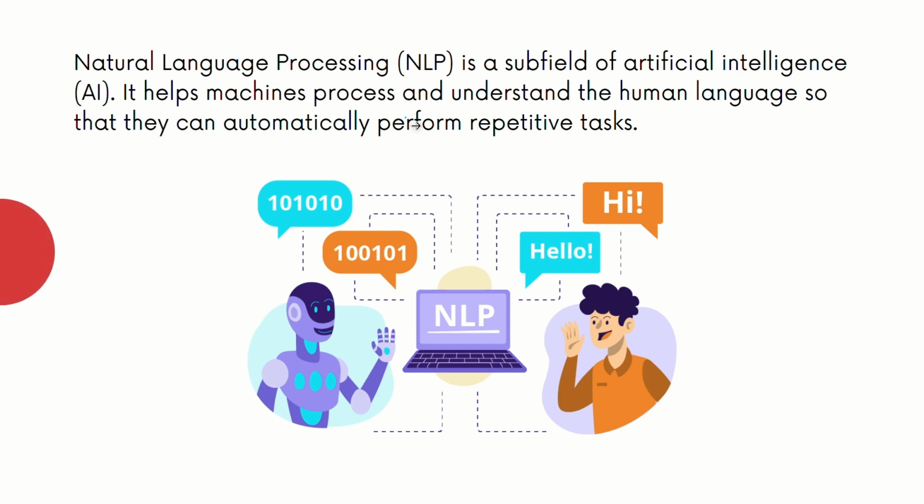Now, natural language processing. This is an even more targeted field inside AI, and it is a subfield of artificial intelligence, like I said, and it helps machines process and understand human language, so they can automatically perform certain tasks. Now, when you're talking about natural language processing, if you're entering anything into a computer, it does not directly understand it. It has to be converted into computer understandable code, which is binary.